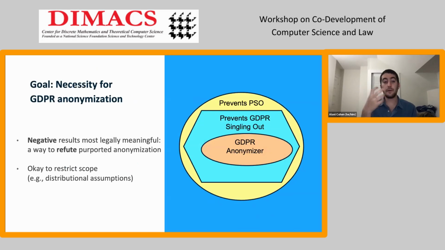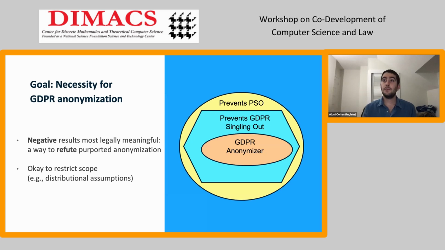And so what we do in this work, our goal is to come up with some precise notion that is necessary for GDPR anonymization. So GDPR anonymization implies that you prevent GDPR singling out. That's what the red thing inside the blue thing tells you. We want to say that preventing GDPR singling out prevents something else, and we're going to call that thing predicate singling out, PSO. So we want a necessary condition for preventing GDPR singling out, and therefore a necessary condition for GDPR anonymization.